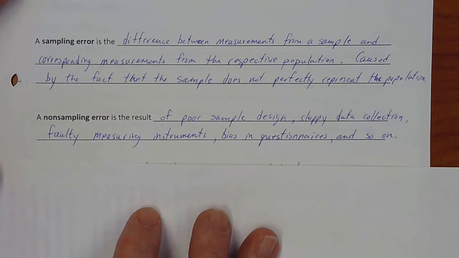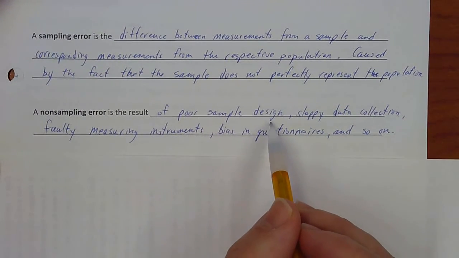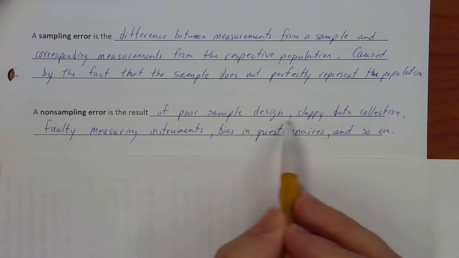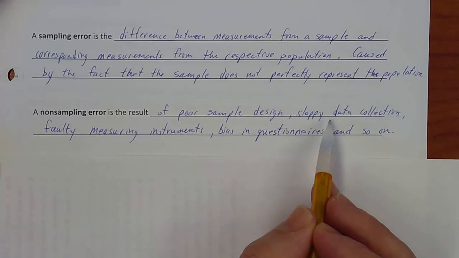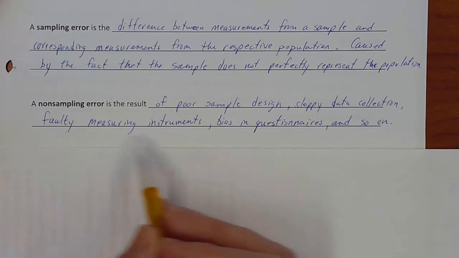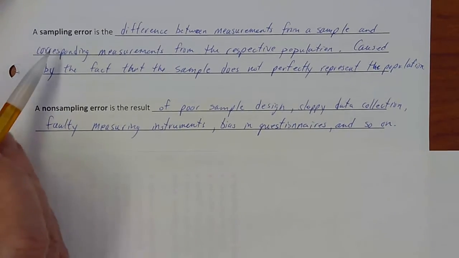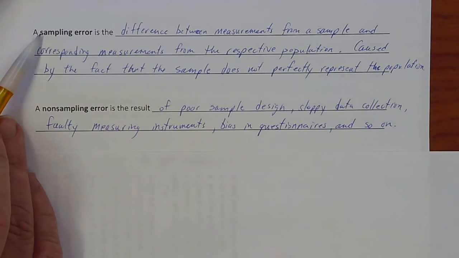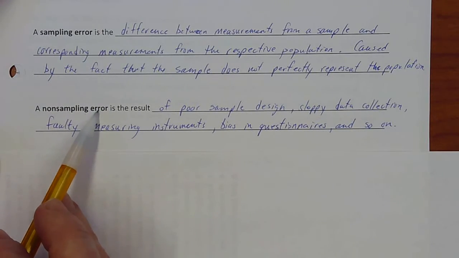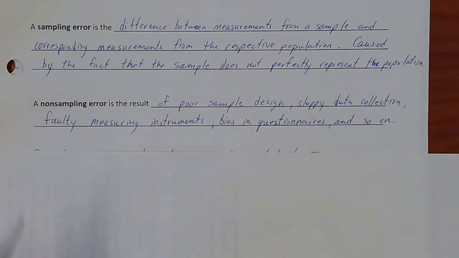Okay, a little trick on words here though. Non-sampling error, that's the result of poor sample design. Sloppy data collection, so maybe like a convenience sample or voluntary response. That's a non-sampling error. All right, so think about sampling error as something that should naturally occur. We expect that. But if the error is due to something not from sampling and something else, then that's what we call non-sampling error.